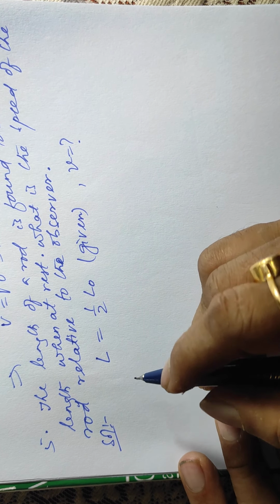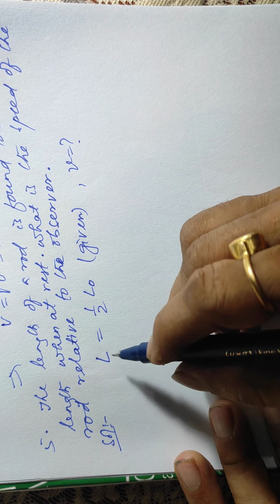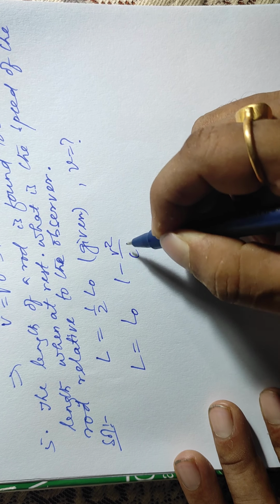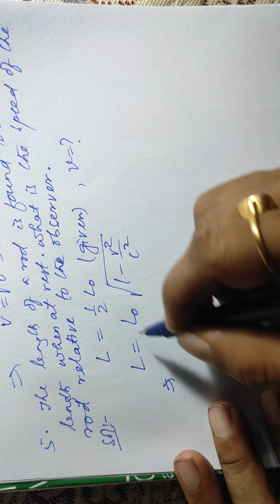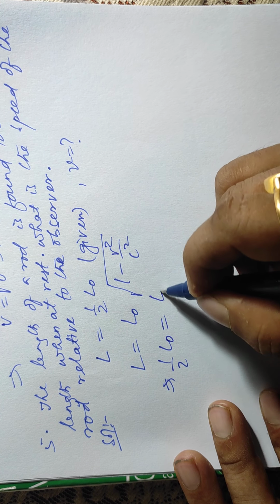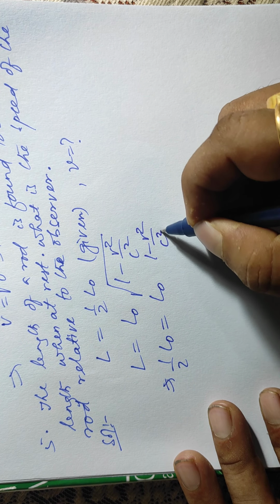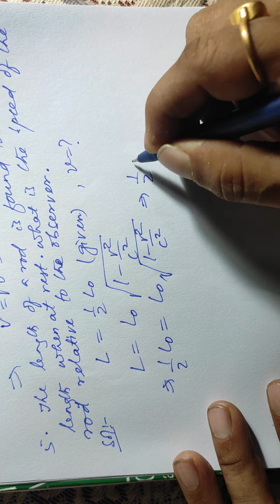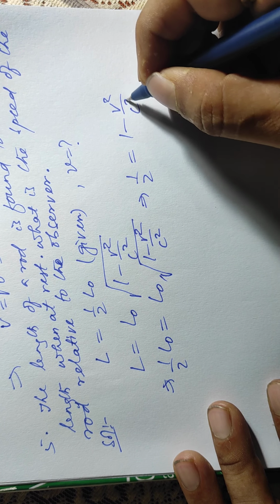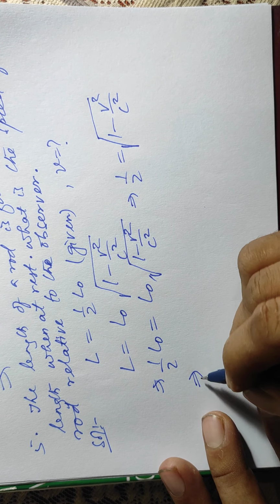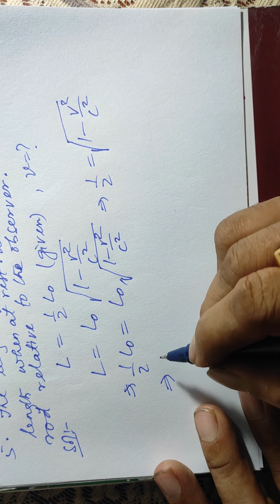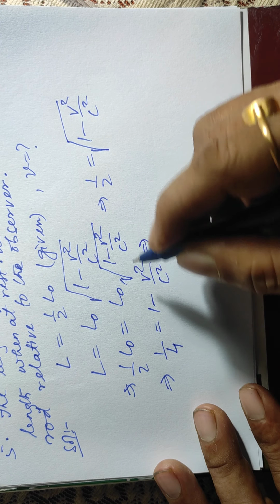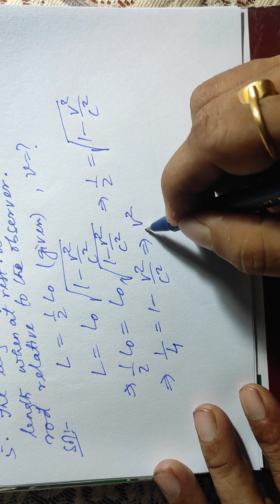Okay. So we know L is equal to L0 into square root of 1 minus V square by C square. So put the value of L. Half of L0 is equal to L0 into square root of 1 minus V square by C square. Here L0 L0 cancel out. The remaining 1 by 2 is equal to square root of 1 minus V square by C square. So squaring both the sides, you will get 1 by 4 is equal to 1 minus V square by C square.